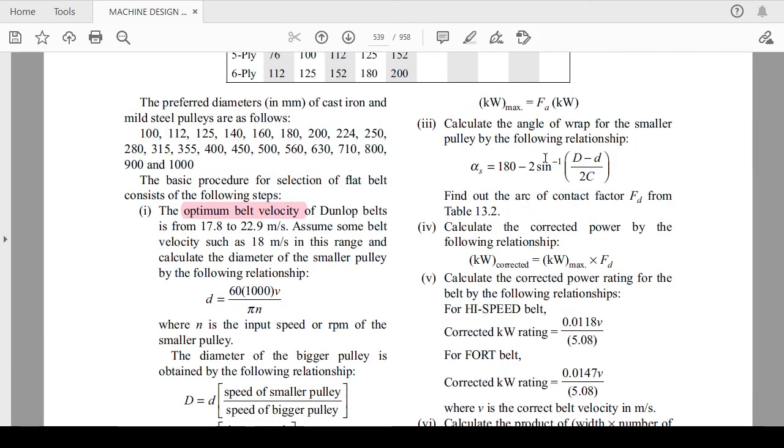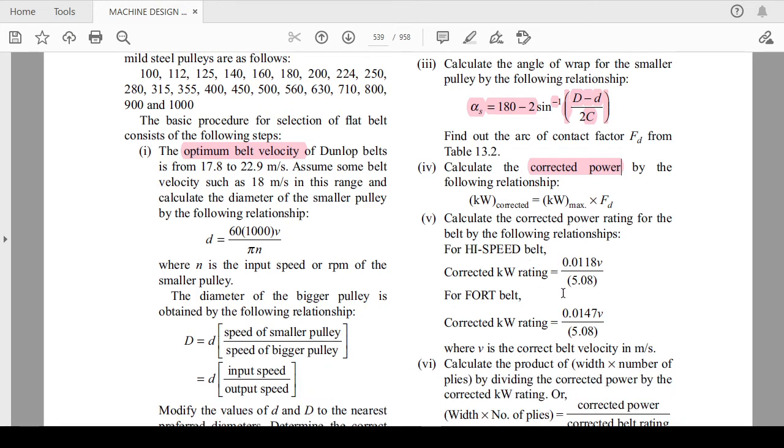In the third step, calculate the angle of wrap by the formula which is well known whenever we are calculating the length of an open belt or flat belt. So you can calculate the angle of wrap for the smaller pulley and similarly the angle of wrap of the bigger pulley. Then you have to calculate the corrected power by multiplying the correction factor with the maximum power.